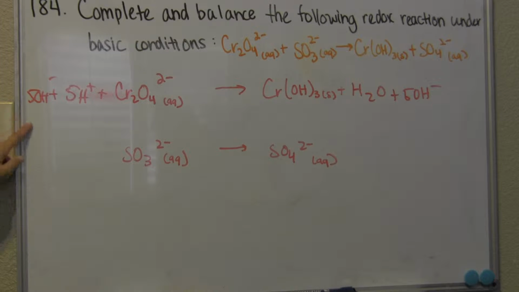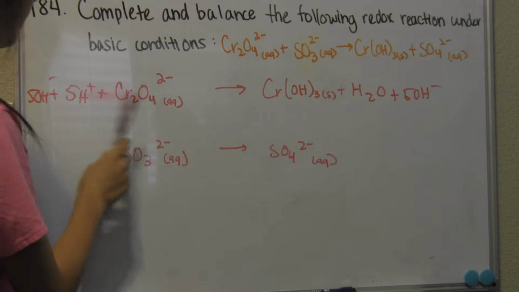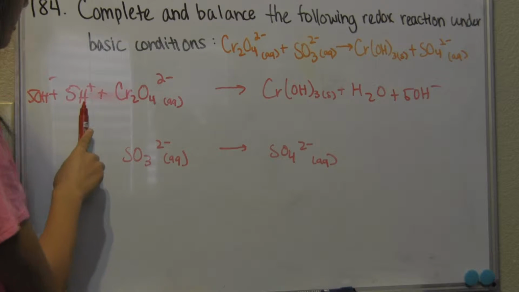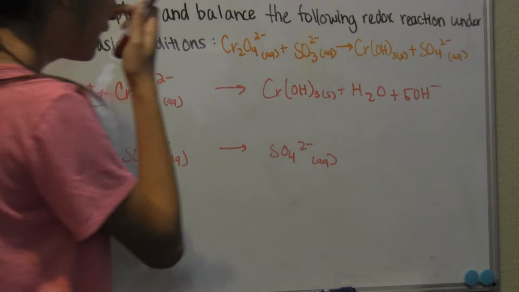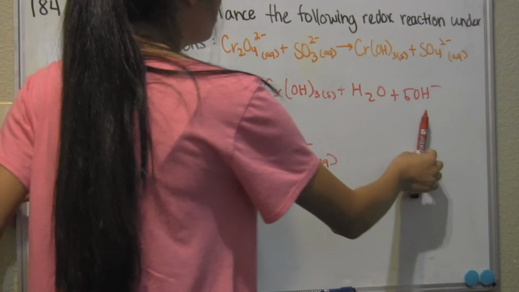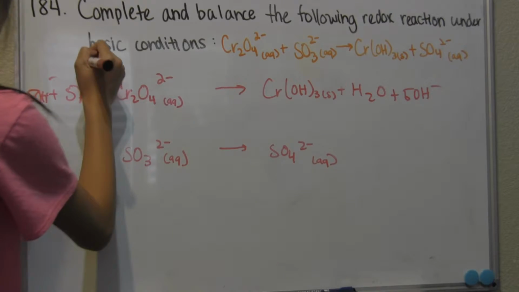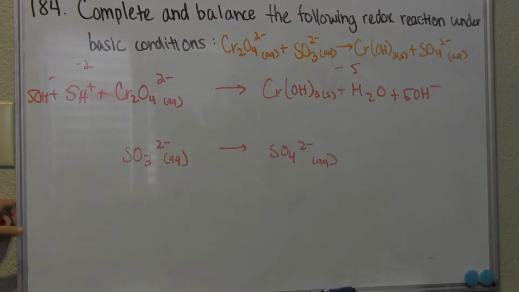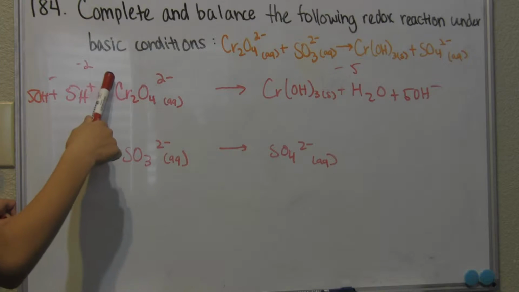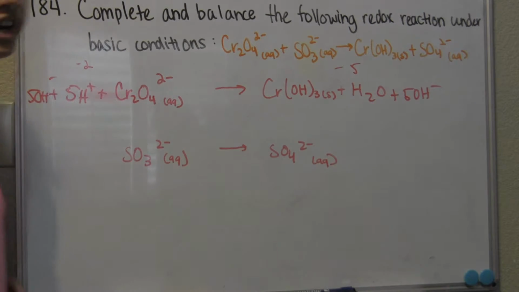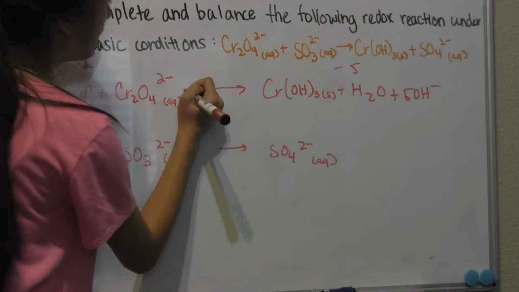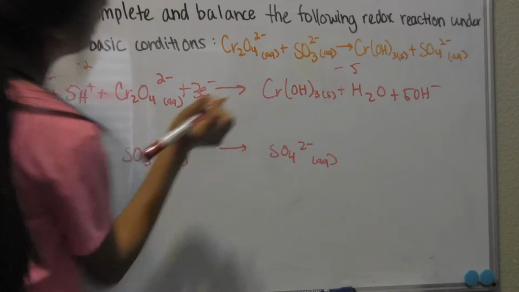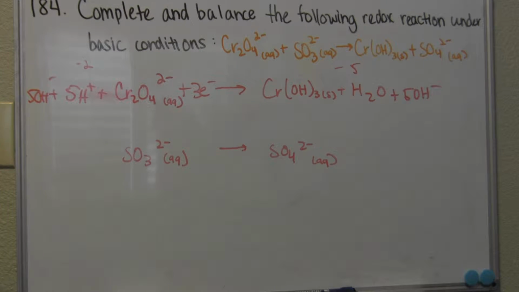And now it's completely balanced for atoms. Checking charges: the overall charge on this side is -2 and the overall charge on this side is -5. So here you're gaining electrons because you're becoming more negative. So this is going to be the reduction, and you're going to add 3 electrons on the left side.